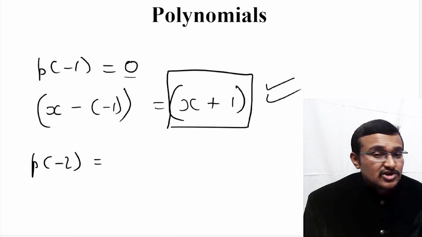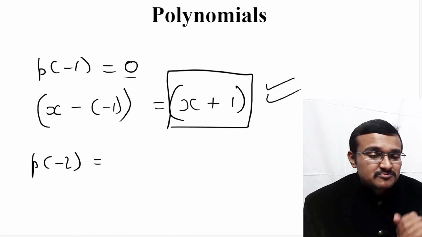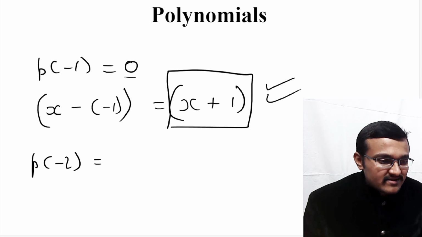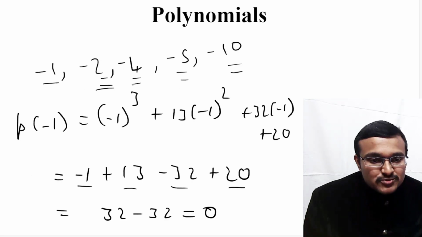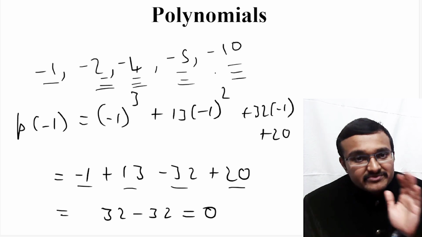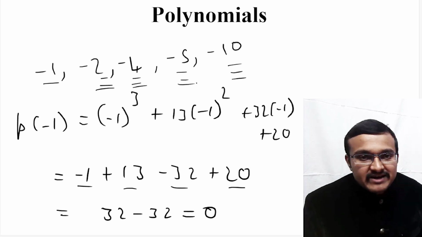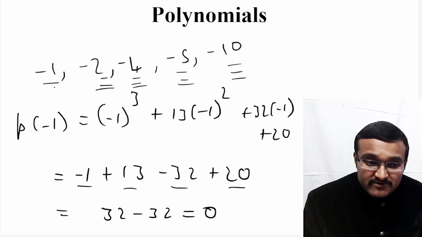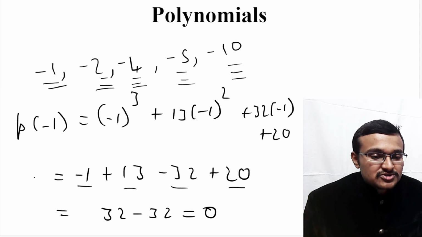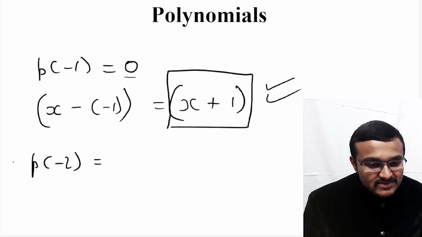So here in this question I will not do the splitting method, because the splitting method will be a little bit difficult. So straight away you can do trial and error and find out p of minus 2, p of minus 4, p of minus 5 and p of minus 10. Whichever is equal to 0, those are the factors of this particular polynomial. So now we have found that p of minus 1 has given us 0. That means x plus 1 is a factor of this polynomial.